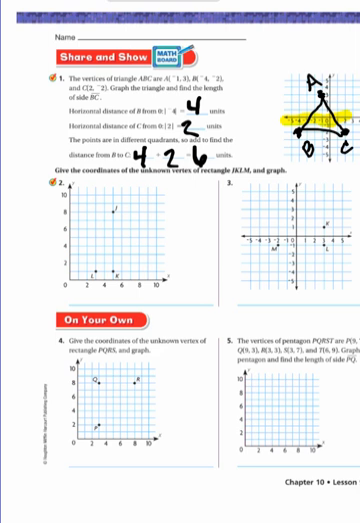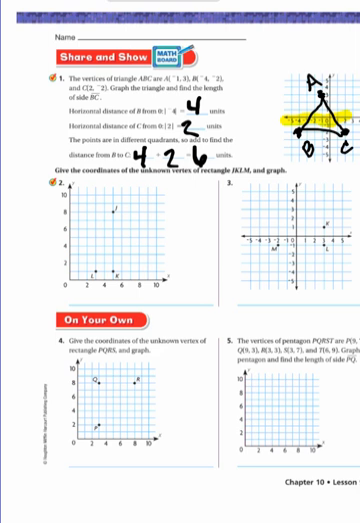Give the coordinates of the unknown vertex of rectangle JKLM and graph. So M is given in one but not the other. So let's start with number 2. You are given JKL, so we know M comes next. So we know that M will fall to the left of J and K because it has to stay in order.